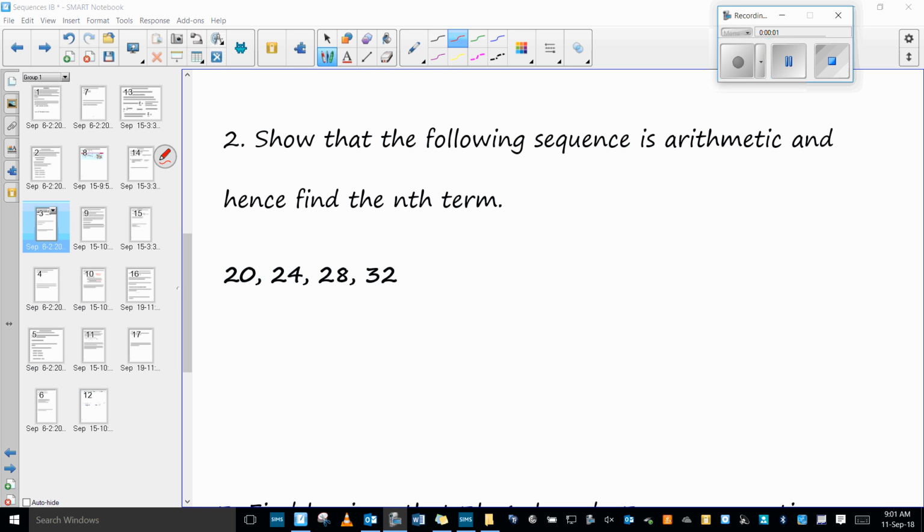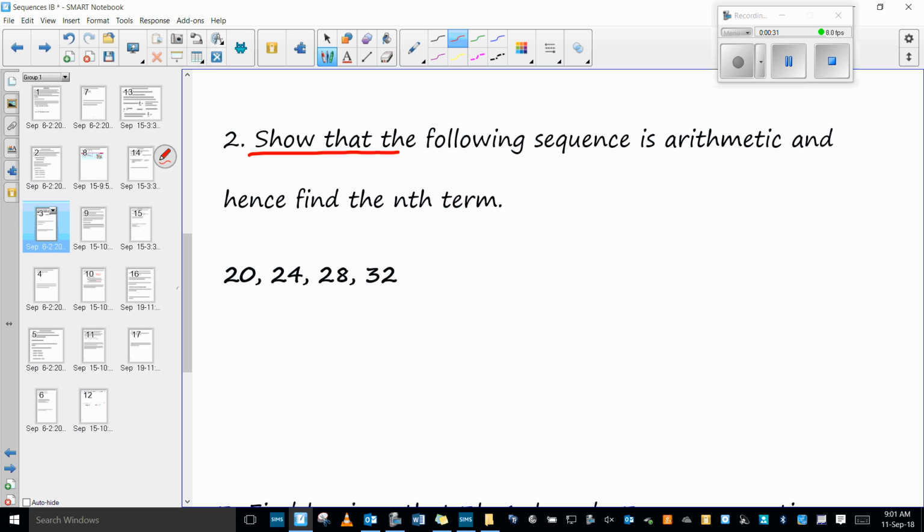To show that the following sequence is arithmetic and hence find the nth term. So if we're showing that something is arithmetic, what do you think we might do? What makes something an arithmetic sequence? Yeah, there's going to be the same difference. So how can we show that something is arithmetic? By finding the difference between each of them and showing it's the same number.